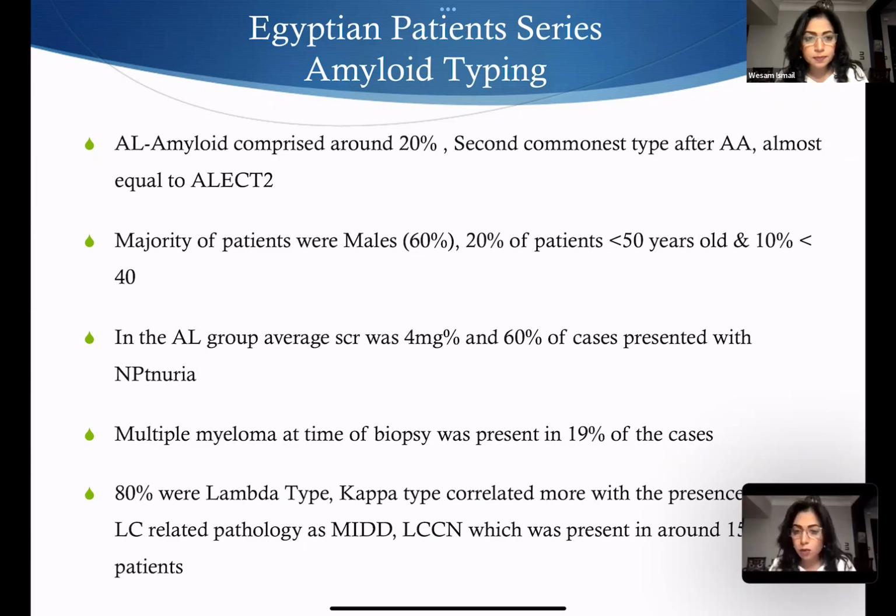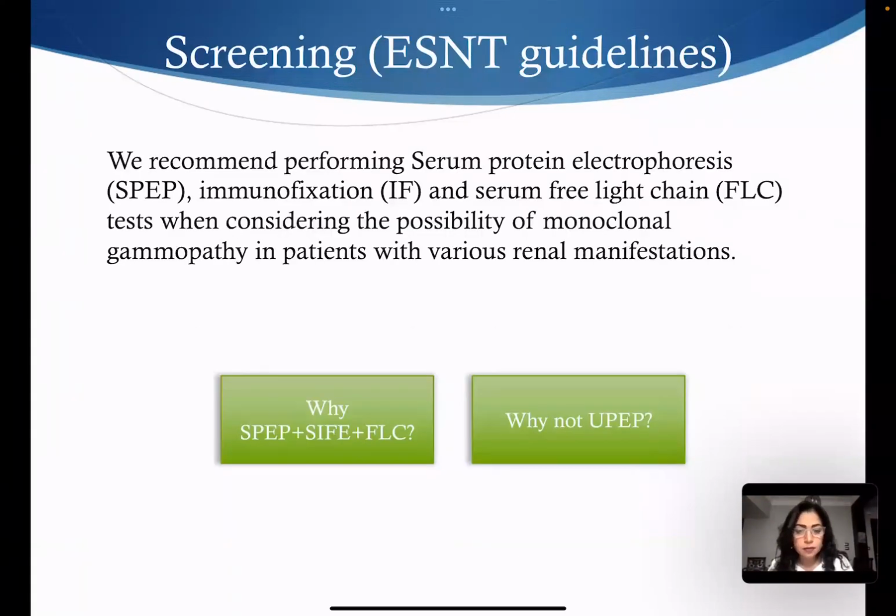Ahmed? Thank you for the very nice piece of information on the amyloid pattern in Egypt, and we should look for more and more.